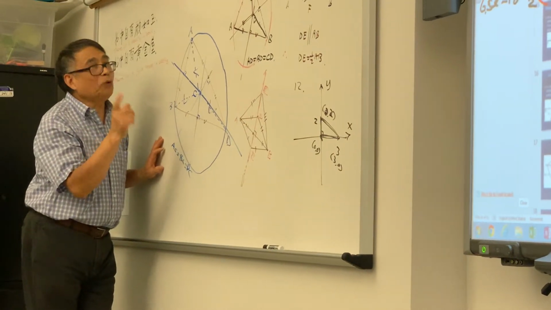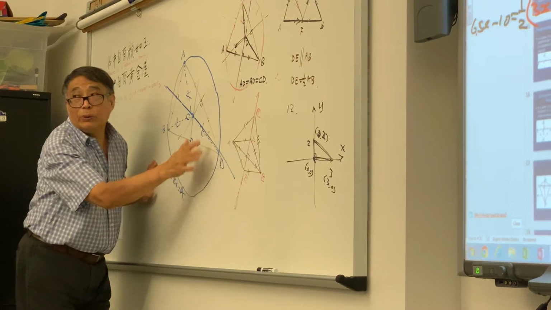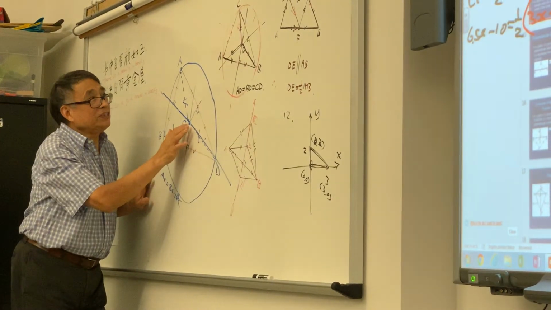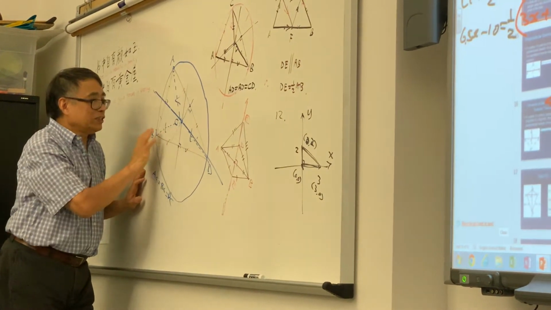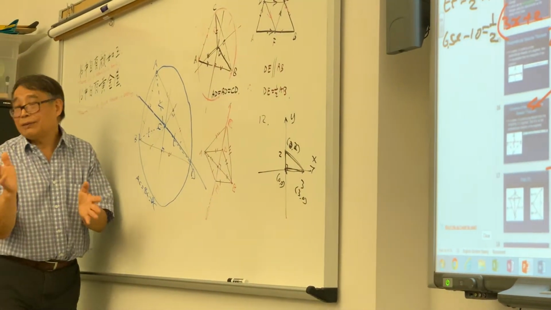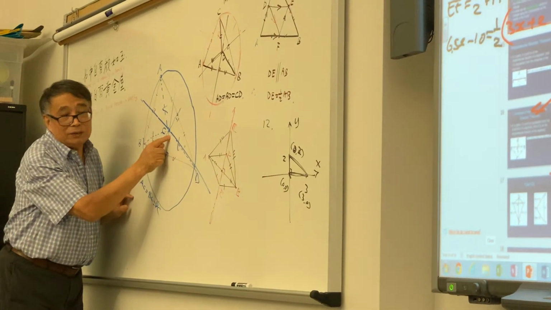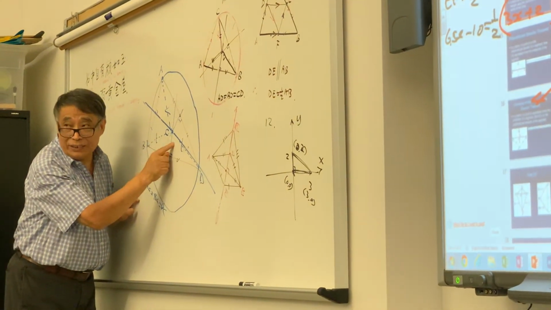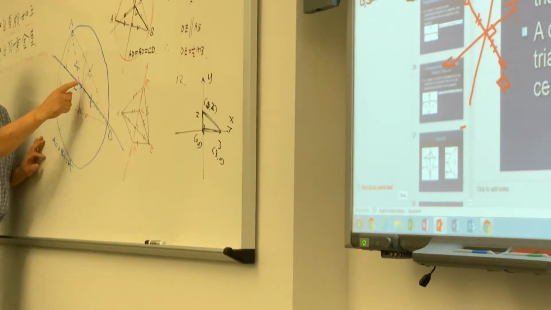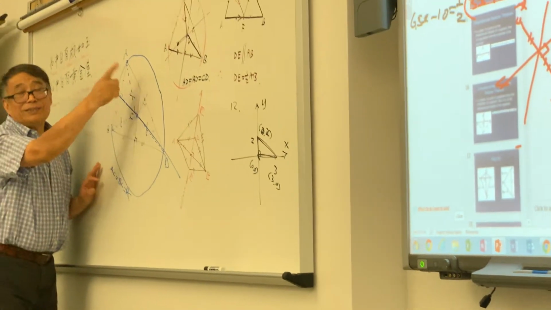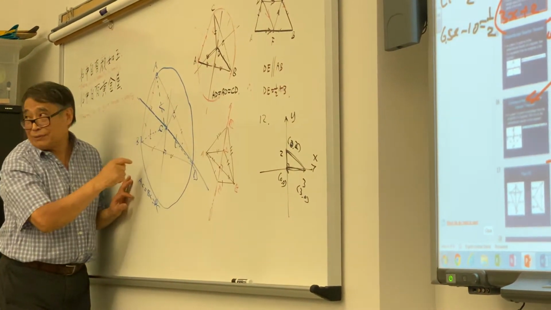Circumcenter has a very important property. The distance to every vertex is equal. For instance, CA is 5, CB is 5, CD is 5. Or CA is 10, CB is 10, CD is 10. They are congruent. Then we can draw a circle. Take the circumcenter as the center of the circle, CA or CB, whatever, as the radius. You can draw a circle. That circle around the triangle goes through the three vertices.